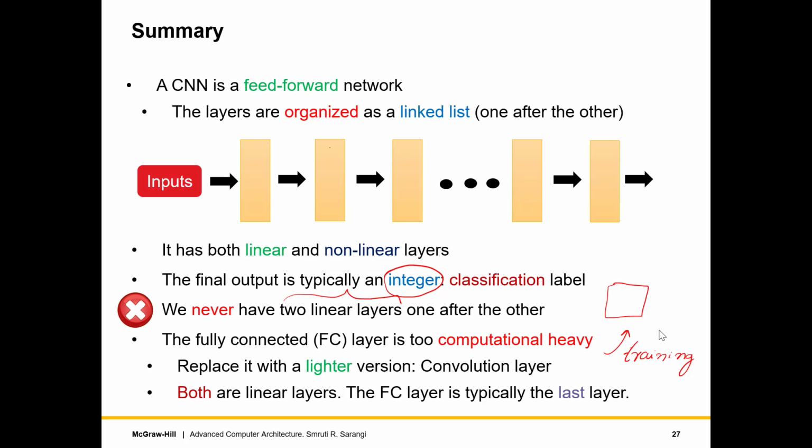So the idea is to replace the heavy FC layer with a lighter version known as the convolution layer. The convolution layer is also a linear layer, but it is much lighter and it's much easier to learn. And the FC layer could still be there, maybe like one in the network, and it could be the last layer. So what we have seen in our experiments is that even in a 30-40 layer network, roughly 10 to 15% of the time, which is disproportionately large, is taken by the single FC layer, which is there at the end. So this is like a white elephant, and you would not want to have many of these, right?